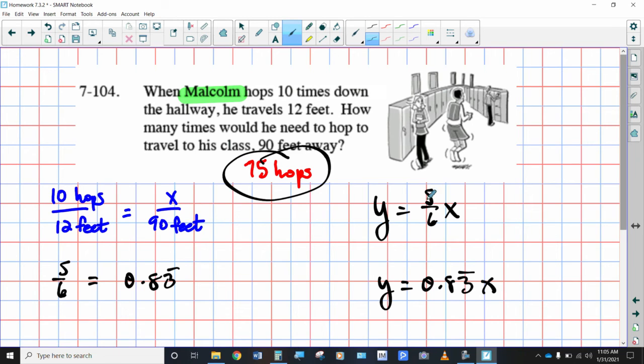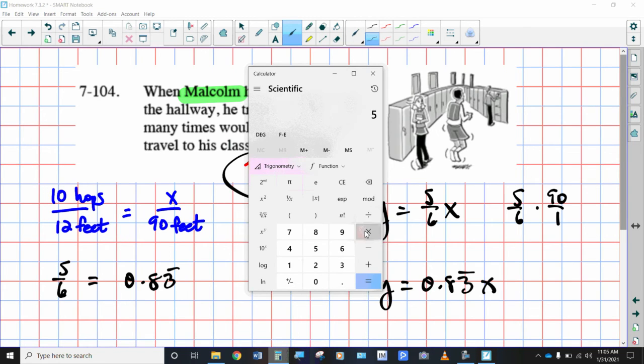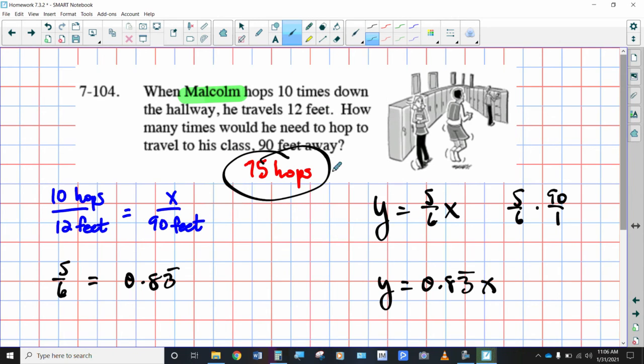Or we can take 5/6 times 90 over 1. So 5 times 90 is 450, and 450 divided by 6 is 75. So you can solve it this way, or use your decimal equivalent, however you want to do it. The answer is 75 hops for Malcolm to get to his class.